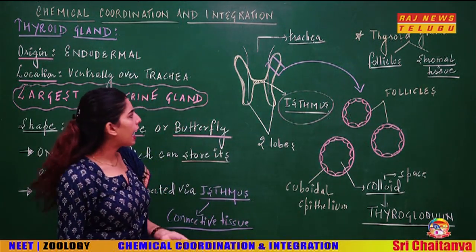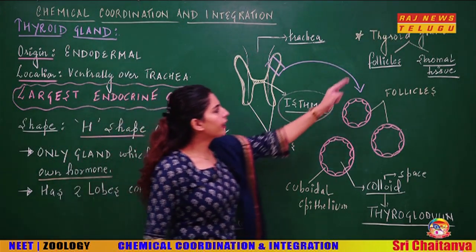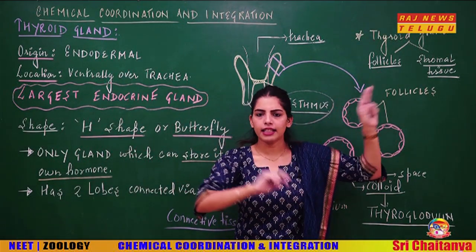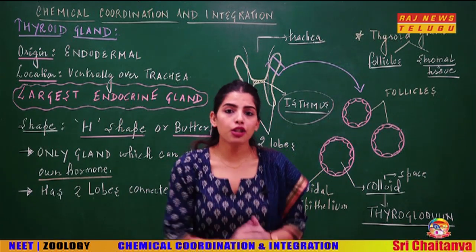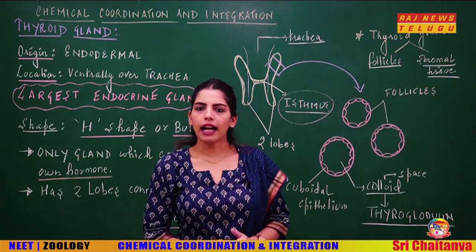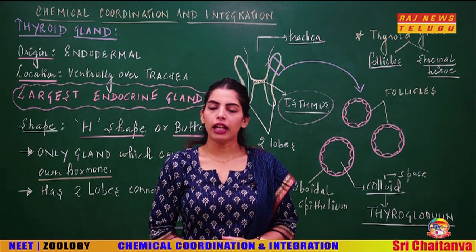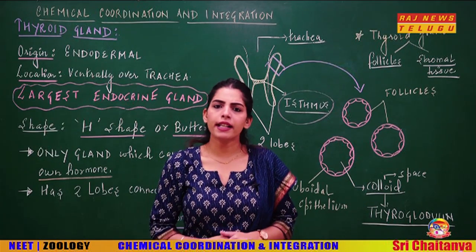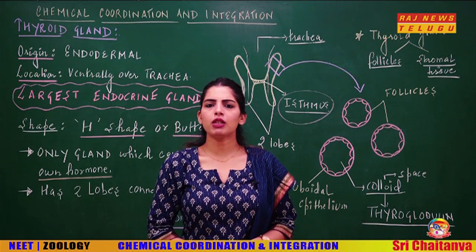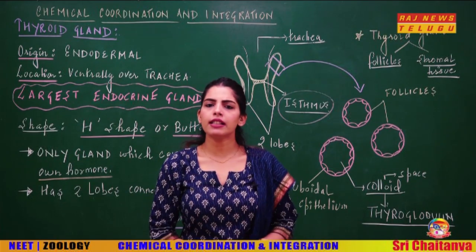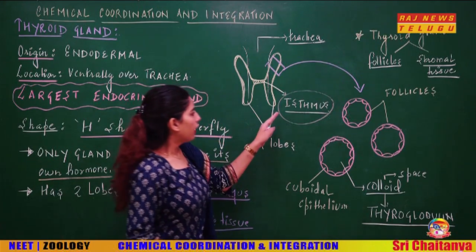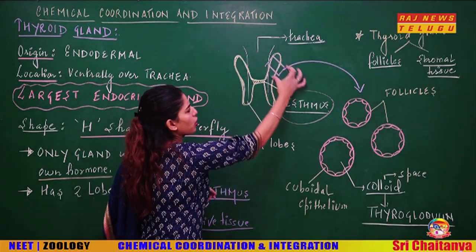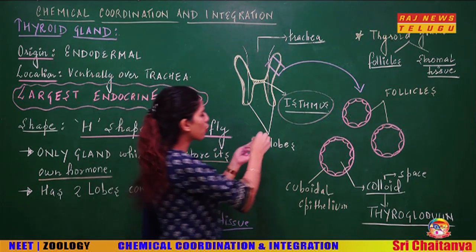Now, looking at the thyroid gland, it consists of two parts. It has follicles and it has stromal tissue. Let us look at how these follicles look. Where are these follicles present? What is the lining of these follicles? How do these follicles form the thyroid hormone? I have just taken this part of the lobe and zoomed it.